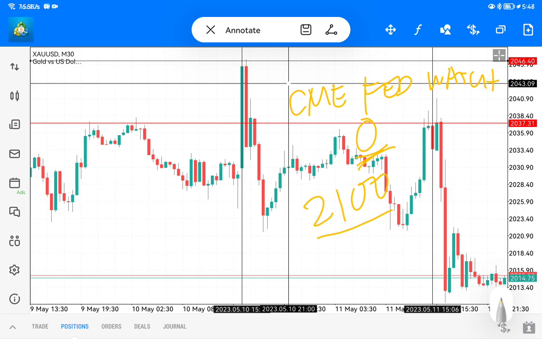Pag nag-hold ka ng gold against the dollar, napakataas ng swaps na babayaran mo. Whereas kung magsasell ka, selling gold and hoarding the dollar, it will give you much more swaps in the long run. So, yun yung naging bias ko nung time na yun. Kaya nag-Sogeking ako sa part na yan.